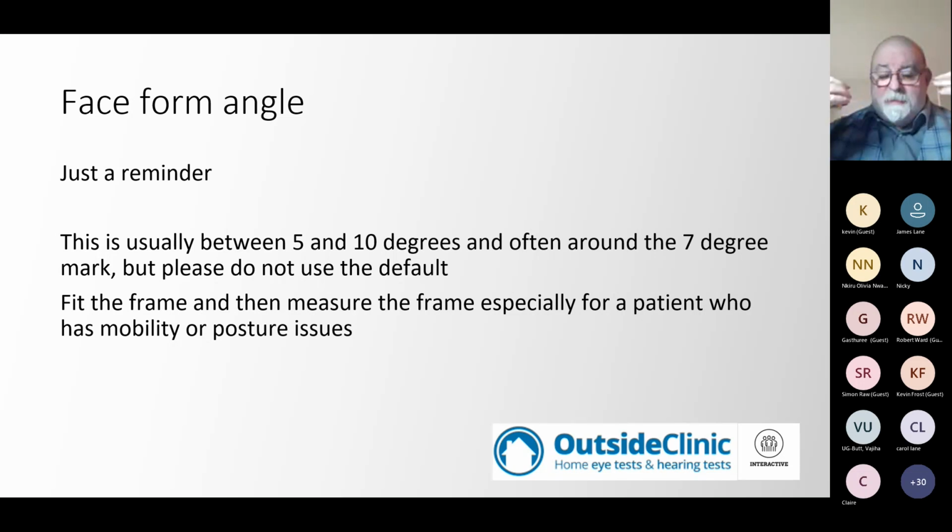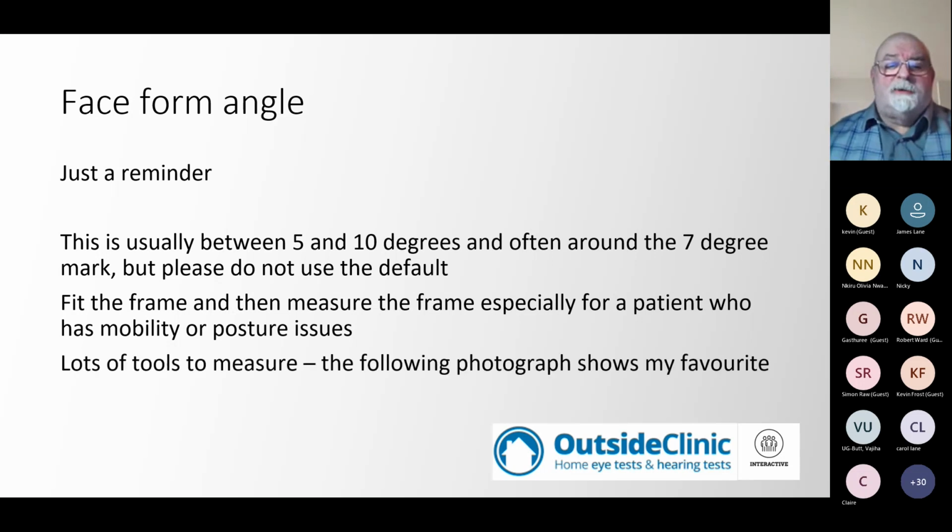And what I do is I get the patient, as much as they possibly can, to drop the chin. So I'm looking from the top, and I look to make sure this curve, the bow angle or the wrap angle we often refer to it as, I look to make sure it's fairly constant as we move from the nasal edge out to the temple edge. Then what I do is I actually measure the frame.